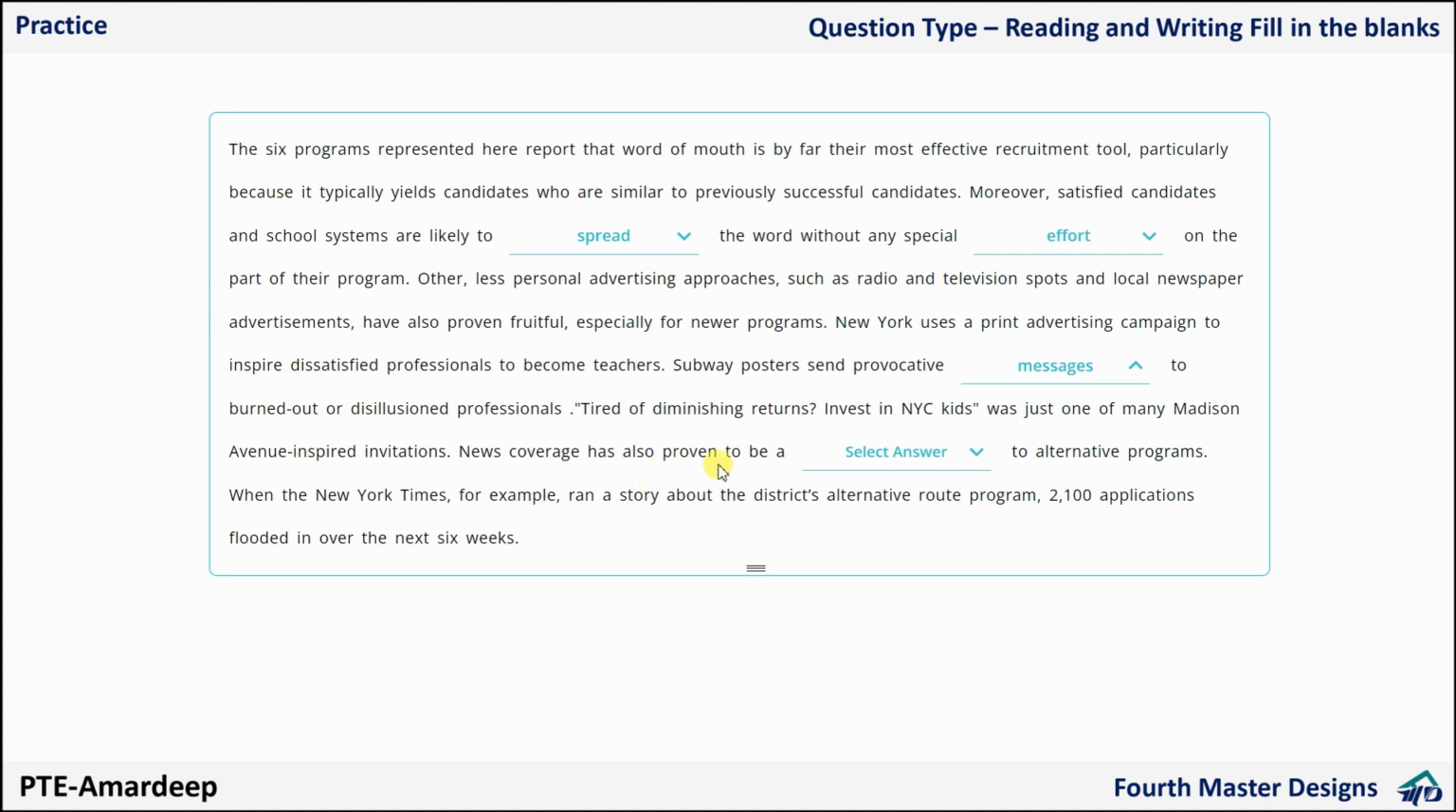News coverage has also proven to be a dash, to be a boon, to be alternative, but it is written A. To be, okay, let's check. Boon is born, blessed boon. Well, it's going to be what? Boon. Okay. To be an alternative, to be an advantage, to be positive. So, well, positive is not there.